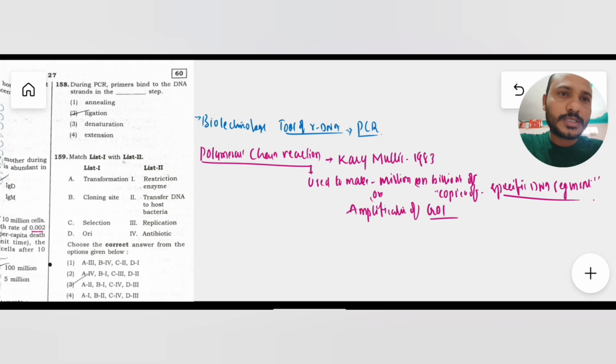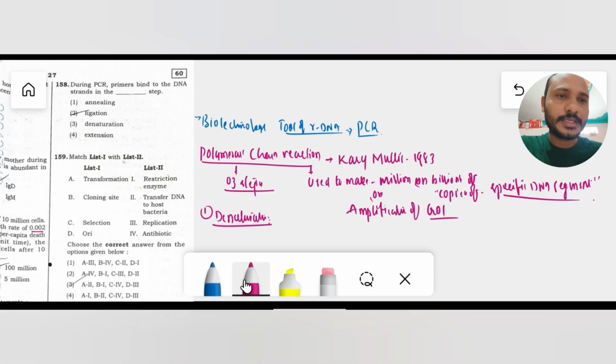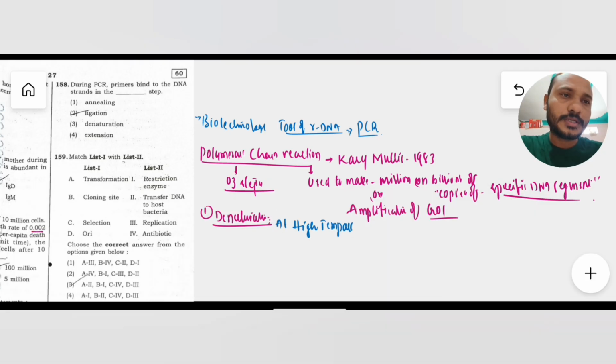Generally, there are three major steps involved in PCR. The first one is denaturation. What happens here? At a high temperature, approximately 94 degrees Celsius, the double-stranded DNA template is separated.